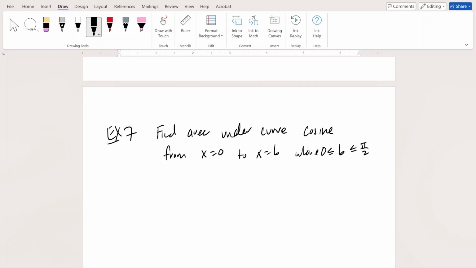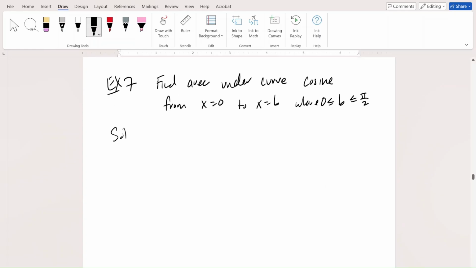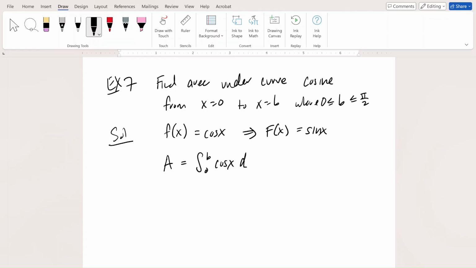Well, the solution to this, identify your function. f of x will be cosine of x. That's your cosine function. We know it's continuous everywhere. And if I want to find the antiderivative of this, capital F of x, that would be sine of x, because the derivative of sine is cosine, so we know we're good there. So the area under the curve represented by capital A is the same thing as taking the integral from 0 to b of your function cosine of x dx.